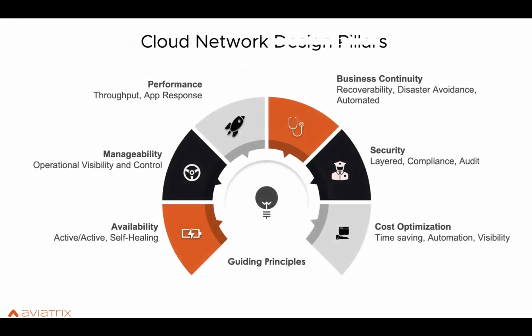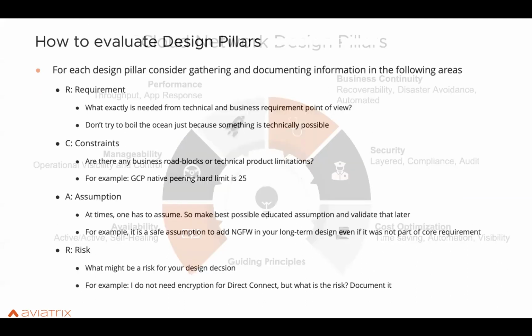All right, so what are these design pillars? The design pillars are availability, manageability, performance, security, cost optimization, business continuity. As I mentioned previously, each one of us, Hamad, myself, and Shazad, will be covering 2 of those design pillars in the next hour and a half or hour and 45 minutes. With that, I'm going to hand it over to Shazad.